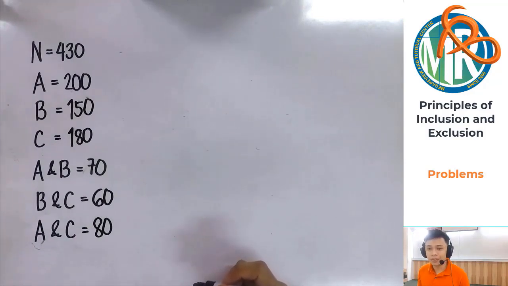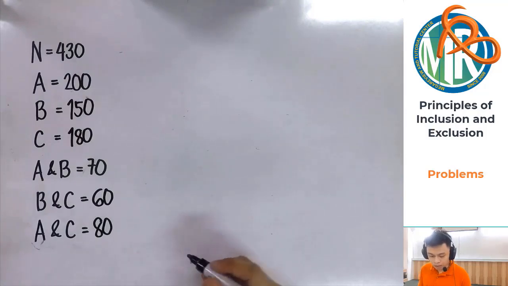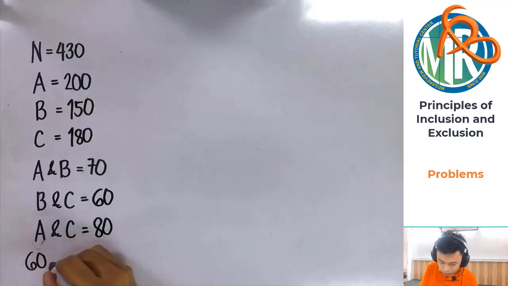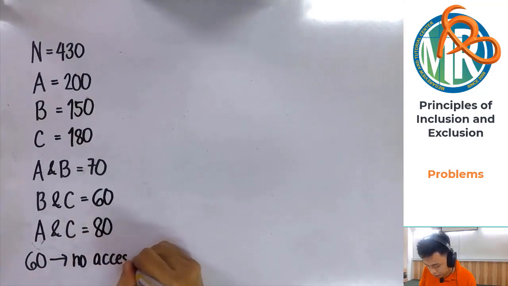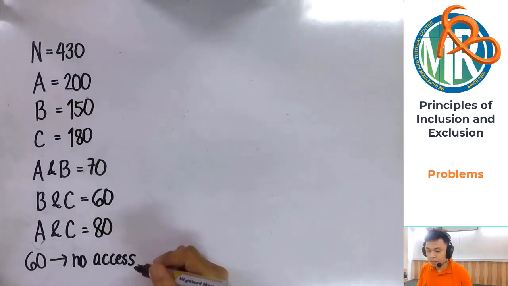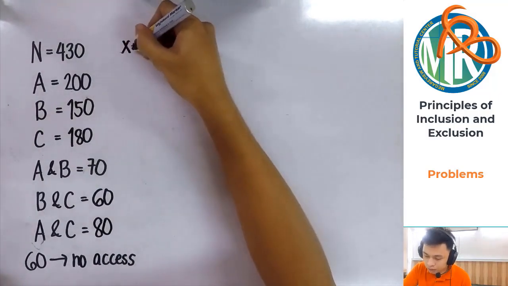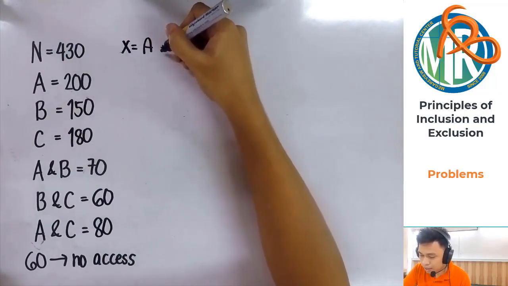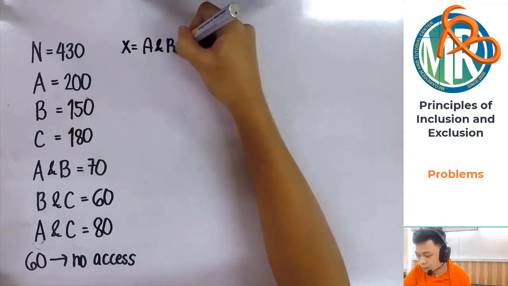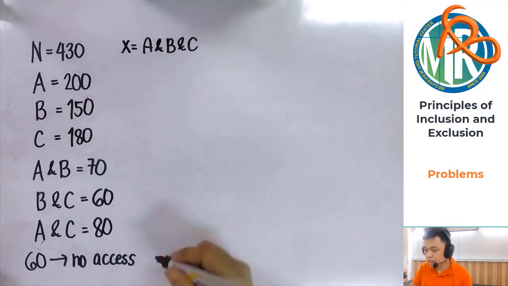So, using Venn diagram, guys, ang kailangan nating hanapin dito is the number of students that can serve all the 3 websites, no? So, bale dito, 60 students yung walang access sa internet, no? So, solve natin ito using Venn diagram. So, ang pinapahanap is ito. Let us say, X represents the number of elements na nasa set A, B, and C.